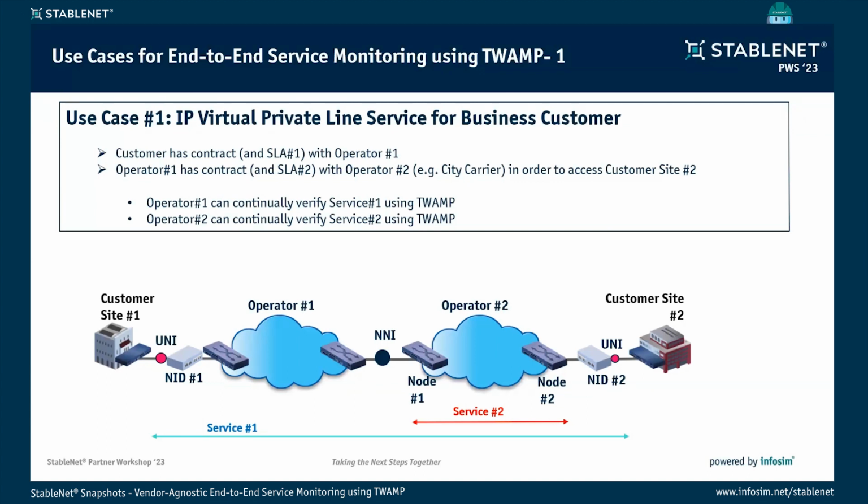site number 2. Then operator number 1 can monitor service number 1, as you can see at the bottom of the figure, in order to find out that his service is working okay, and he can prove to the customer, say, hey, my service is okay, and here's the protocol to prove that. And operator number 2, on the other hand, can also monitor service number 2, and if there are any complaints, he can tell operator number 1, my part of the service is okay, so if there's any issues, it must be over your end.